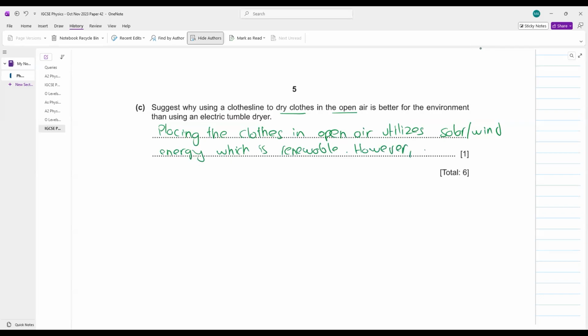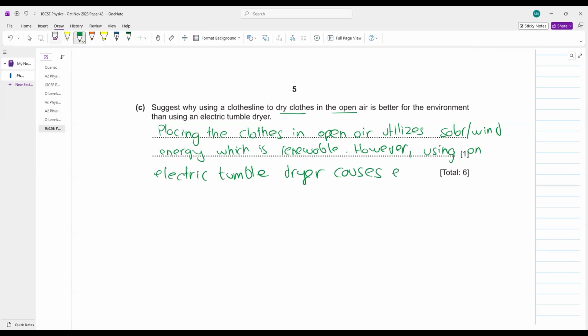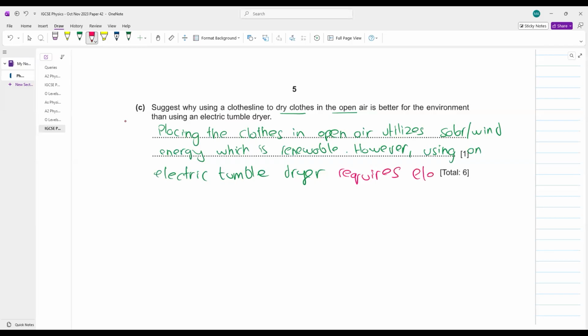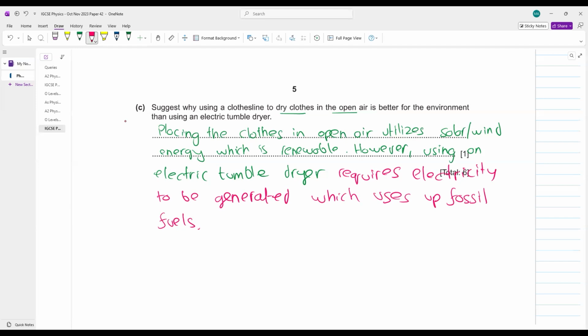However, using an electric tumble dryer requires electricity to be generated, which uses up fossil fuels. Perfect. Let's move ahead.